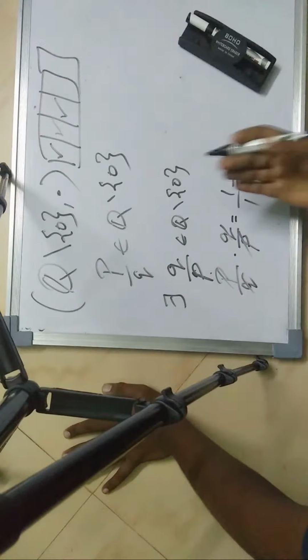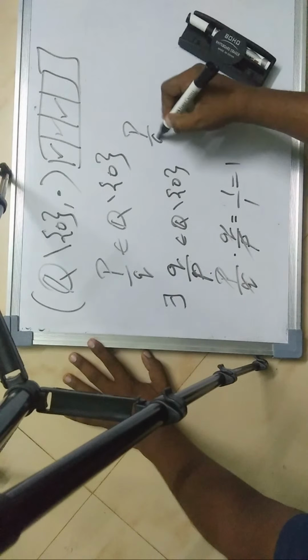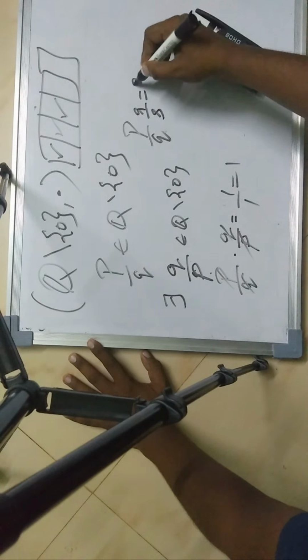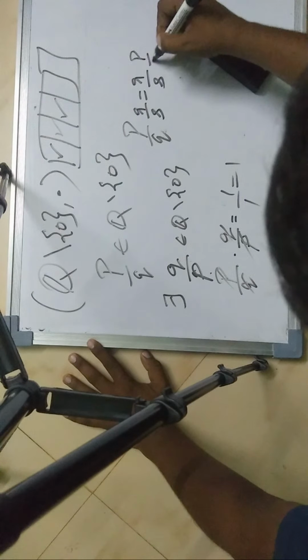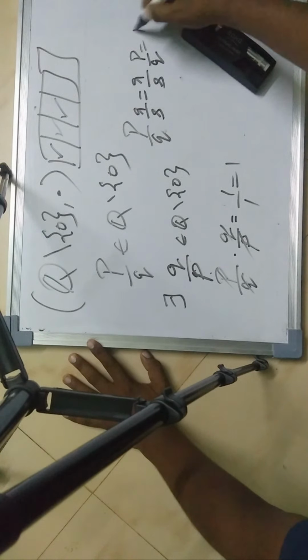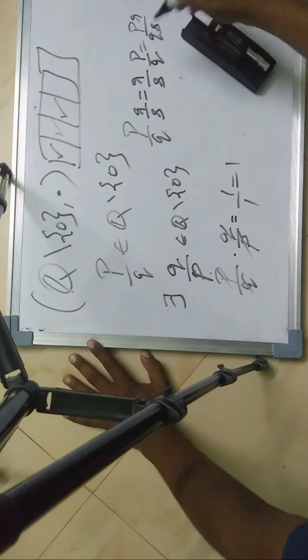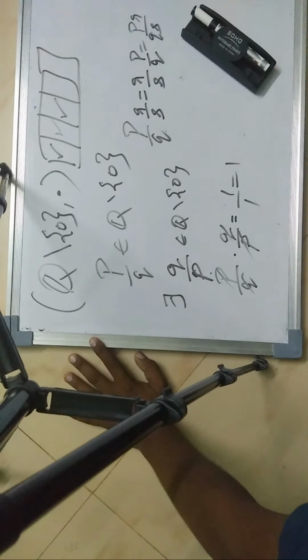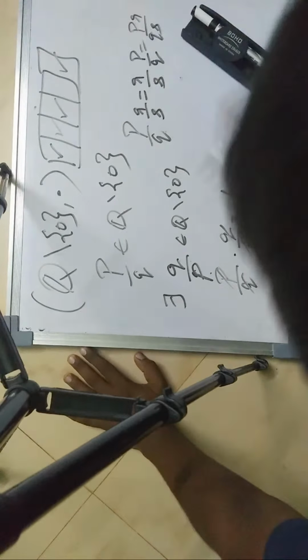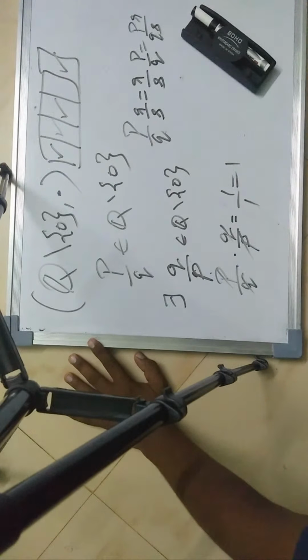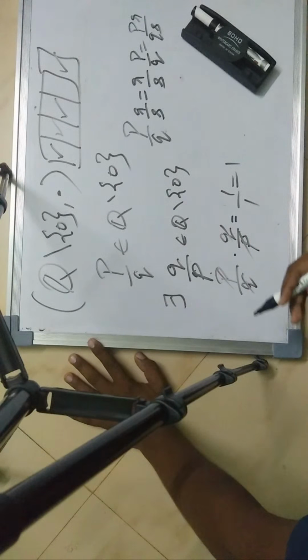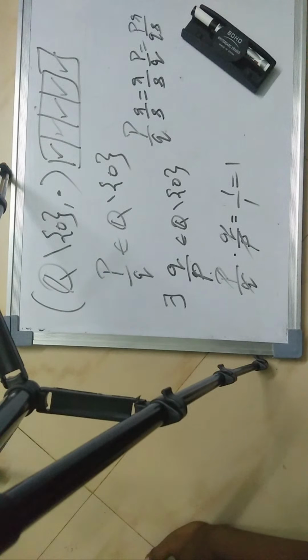Here itself you can clearly check that p by q into r by s is equal to r by s into p by q, which is nothing but pr by qs. So commutativity is true, and given any element here, we have found an inverse. So it satisfies the inverse axiom also.